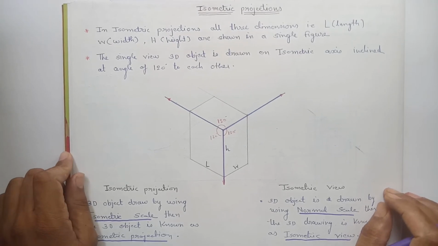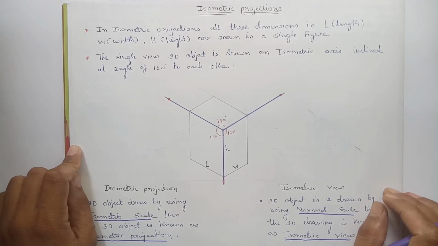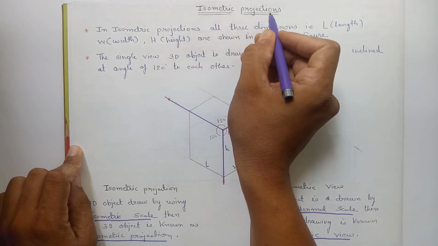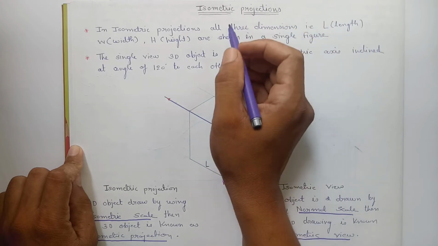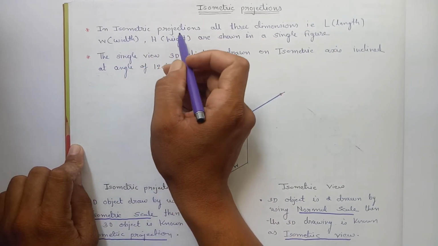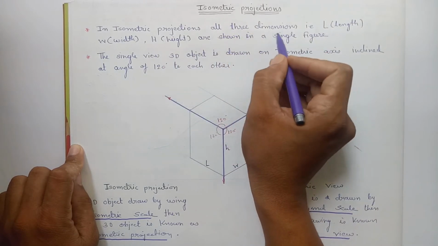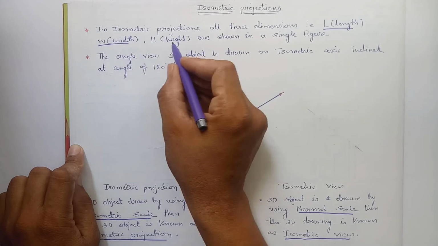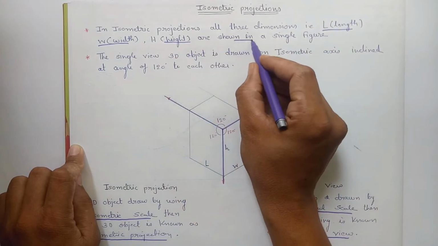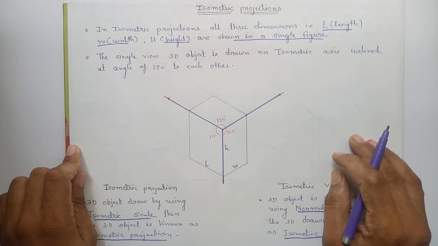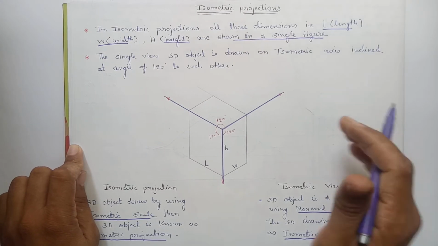Hello everyone. Today we are going to learn a new topic named isometric projections. So what is isometric projection? In isometric projection, all three dimensions of the object, that is length, width and height, are shown in a single figure. So we have to draw a single figure showing the 3D view of the object.